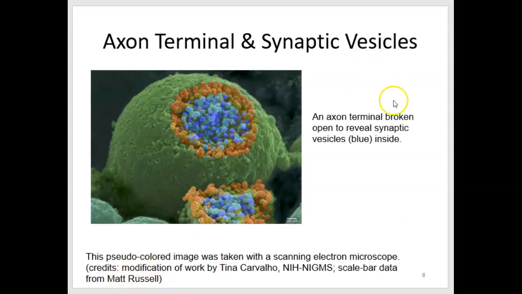So this picture I just thought was fun to look at. It is a picture of an axon terminal at a chemical synapse. What's shown in blue are vesicles that contain neurotransmitter. So what they did was they broke a synapse. They took an axon terminal off and took a scanning electron microscope photograph and then colored it. So this is not the way your axon terminals look. They don't look orange, blue, and green. But I just thought it was really cool.